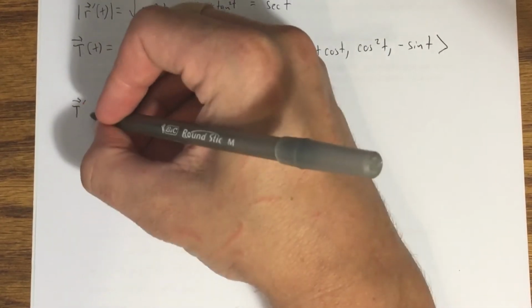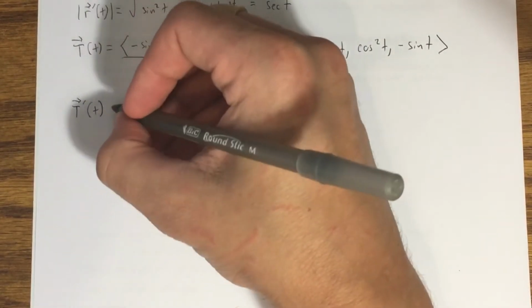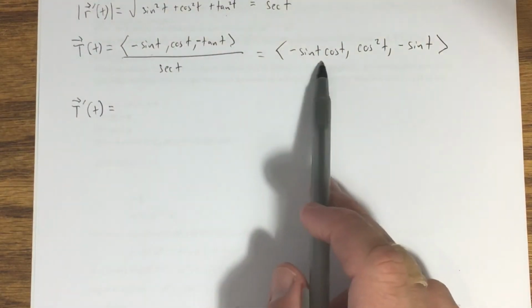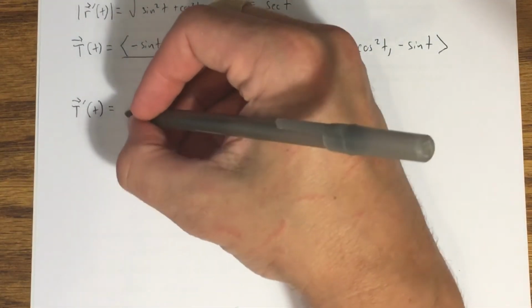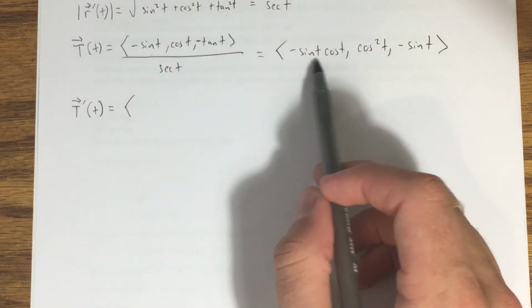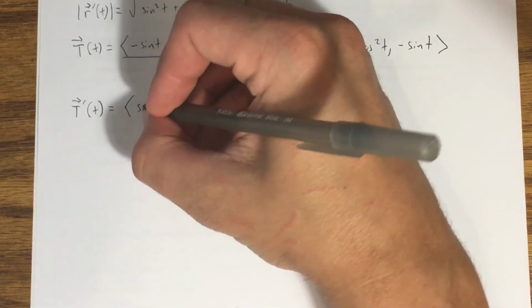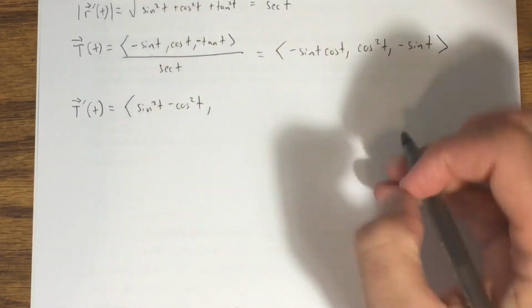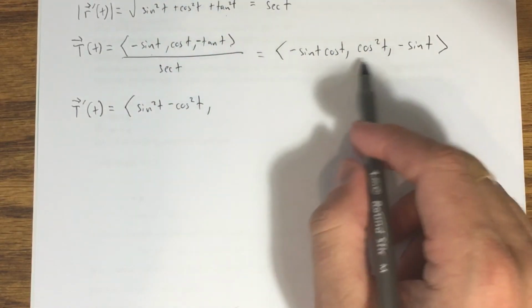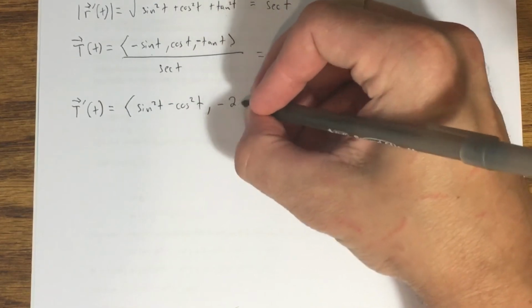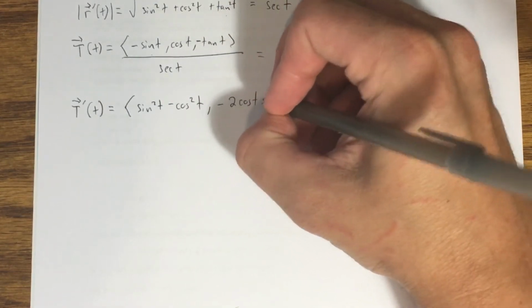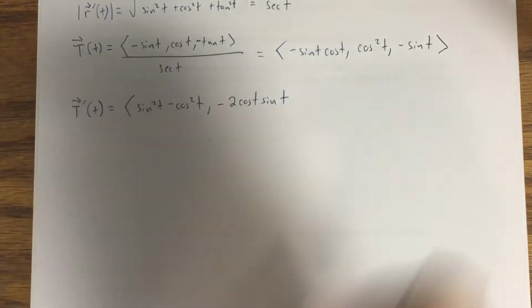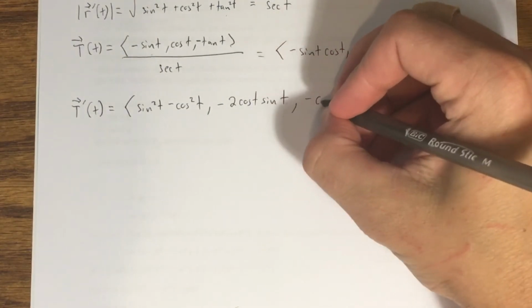T prime of t. So that means we're taking the derivative of this guy right here. Okay, not too difficult. Product rule right here. I'm going to get sine squared of t minus cosine squared of t from this using the product rule. Chain rule right here. I'm going to get negative 2 cosine of t, sine of t right there. And then right here, I'll get negative cosine.